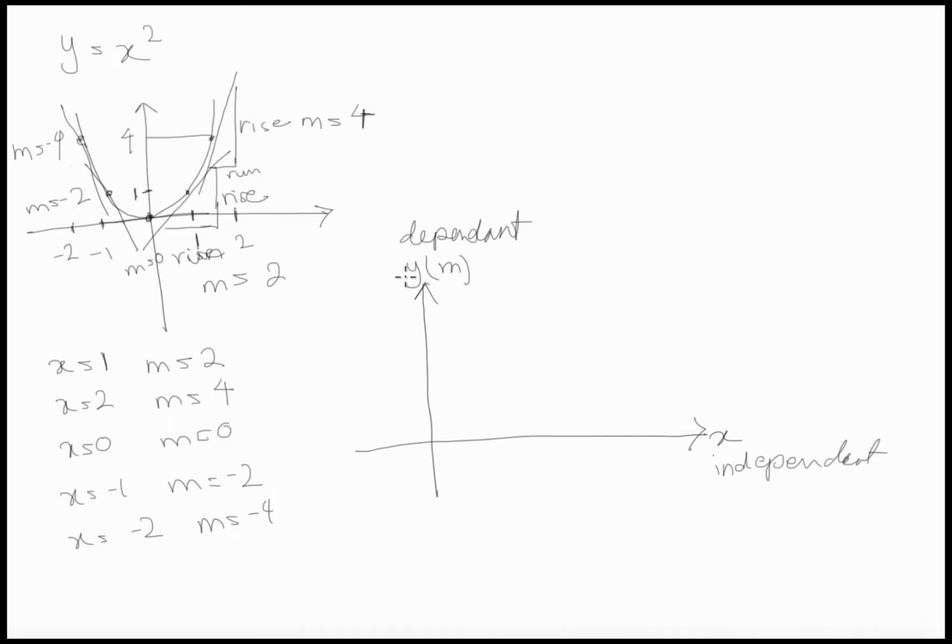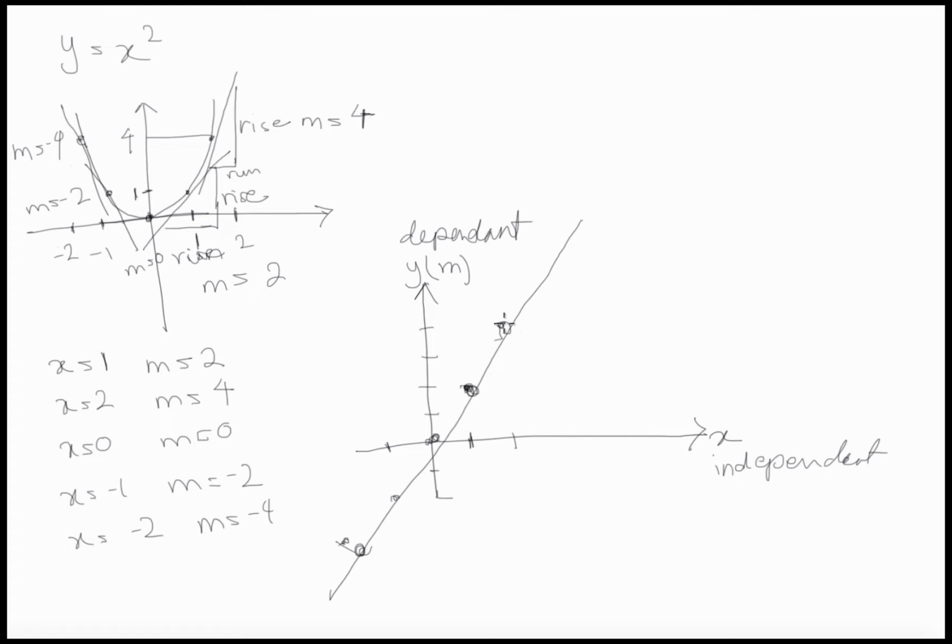If I'm graphing that, then at x is equal to 1, I have said that my m is 2. I can just go there, and this is my point. At x is equal to 2, my m is 4. At x is equal to 0, my m is 0. At x is equal to -1, my m is -2, so I'm at that point, and at x is equal to -2, I'm there. Now that I have all these points, I can just connect these. Well, the line should go through those points.